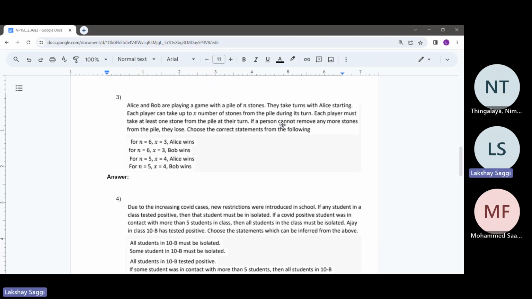So this is sort of the game. Suppose there was only one stone, then Alice just takes that stone and Bob is left with no stone to pick. And so Bob loses and Alice wins. Now we want to see whether Alice will win or Bob will win.